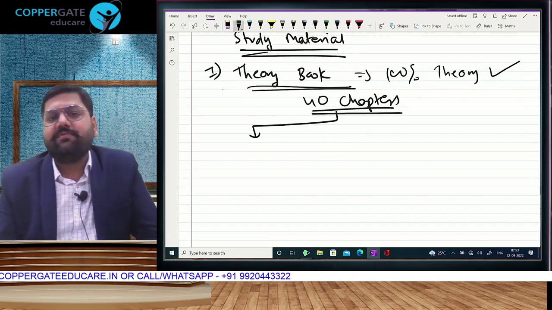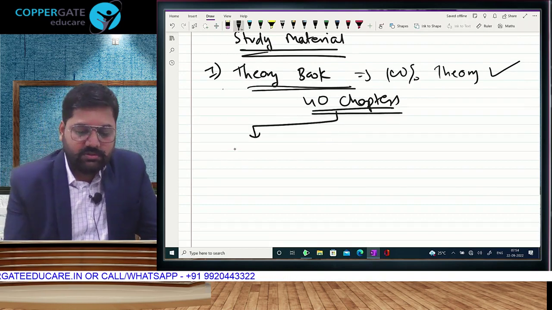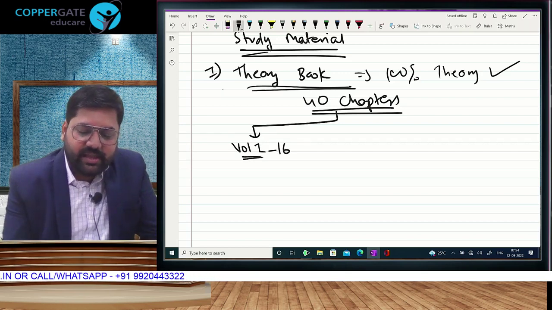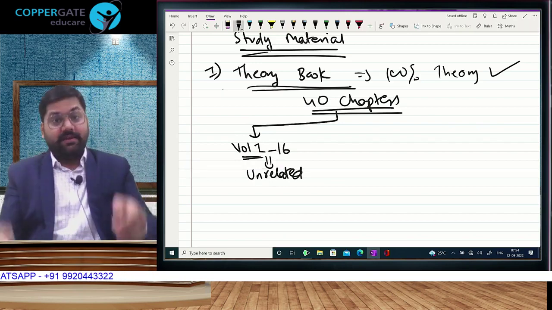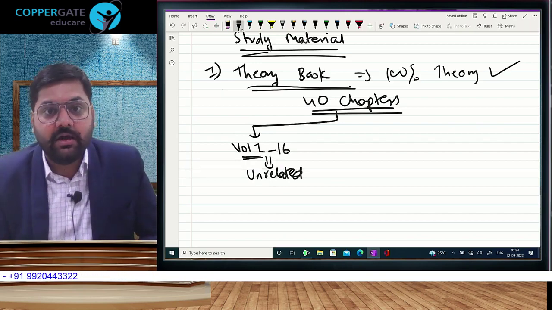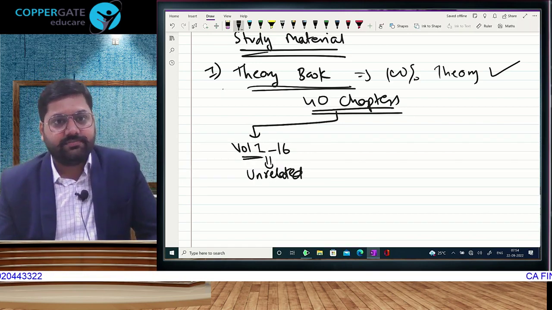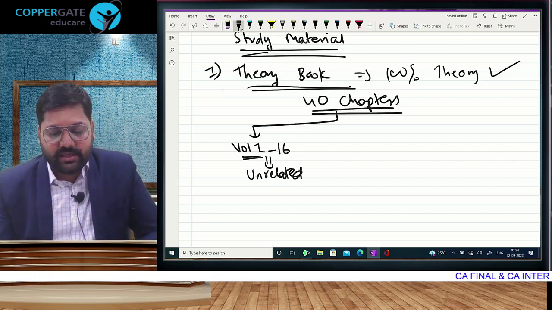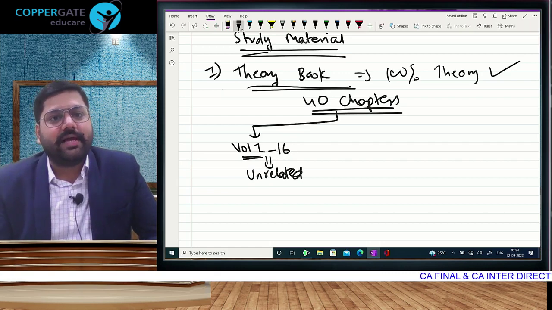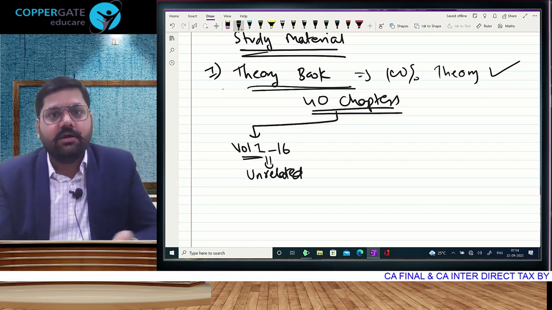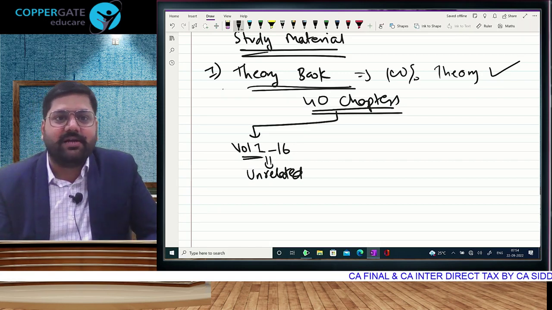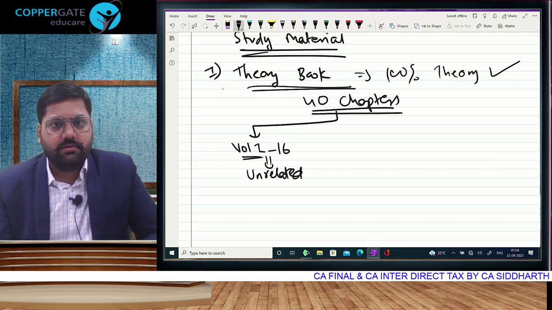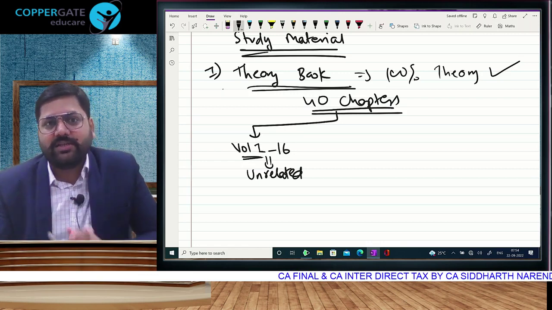We have divided our 40 chapters in 3 volumes. In volume 1, I cover 16 chapters which are unrelated with each other. By the way, this introduction is one of those 16. First chapter in your book is introduction. 16 unrelated. Sir, unrelated means what? There is a chapter, double taxation avoidance agreement. After introduction, the very first chapter that we will be doing is double taxation avoidance agreement. Supposing there is a student who has not attended that lecture.